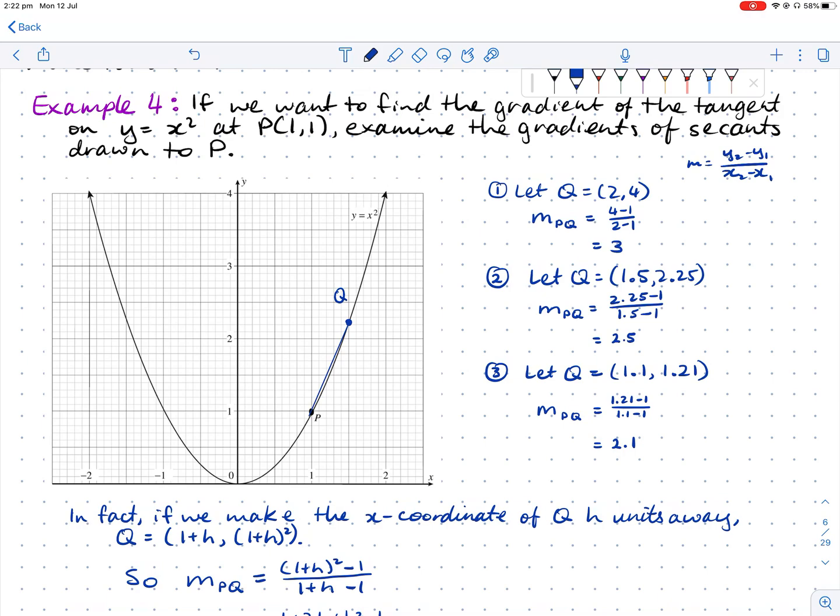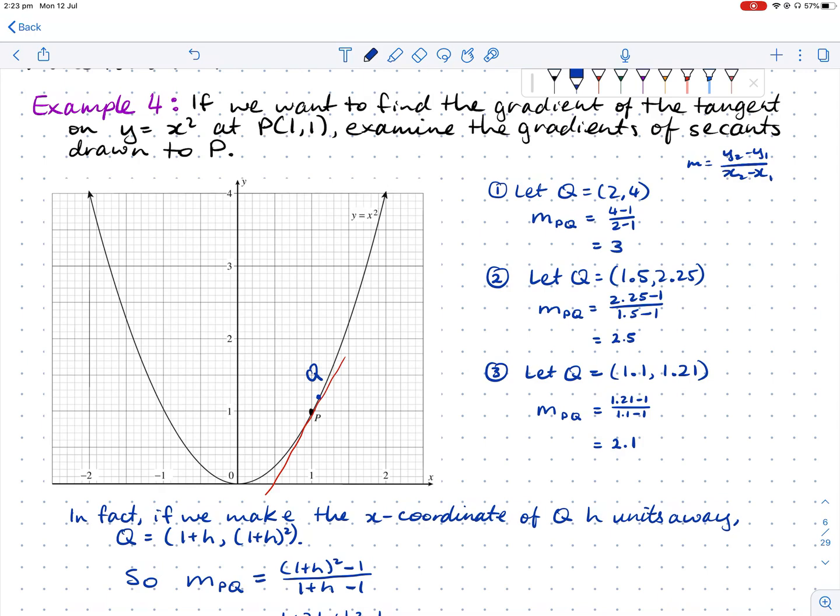Using these two values, we again work out the gradient. There's our triangle, rise over run, and we end up with a value of 2.5. So we're getting closer and closer, but it's still not exactly the gradient at P yet. What we can then do is move Q again, and this time let's make it 1.1. It's going to be really, really close, right there.